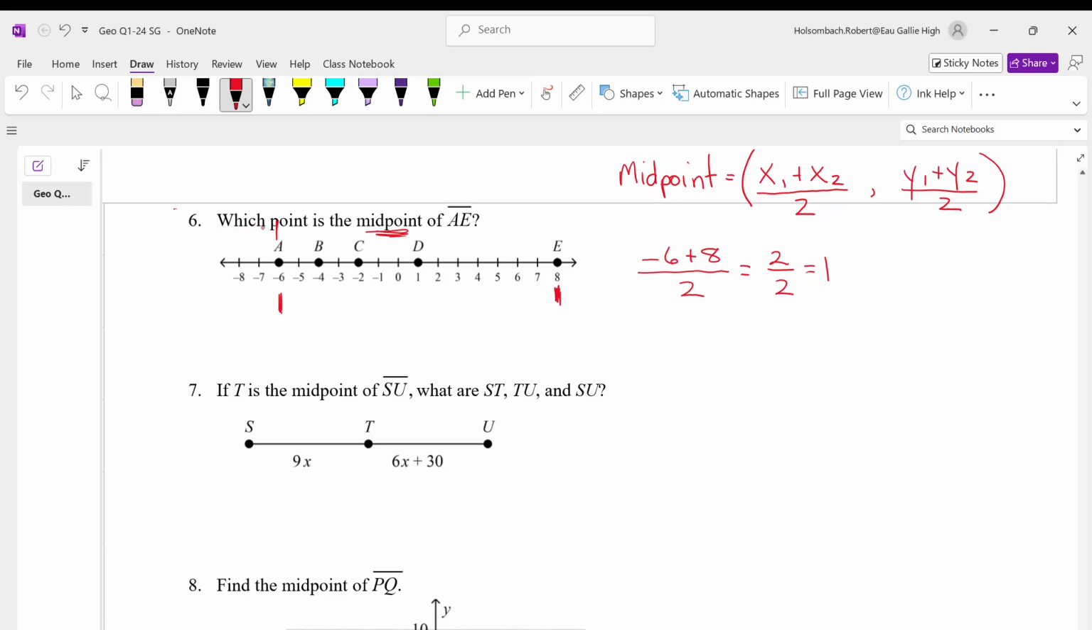Now they're asking you which point is the midpoint of AE. So it's going to have a value of 1. So it's right here, isn't it? All right, it's point D. Point D is 7 units from E, and it's 7 units from A. So add the coordinates together and divide them by 2.